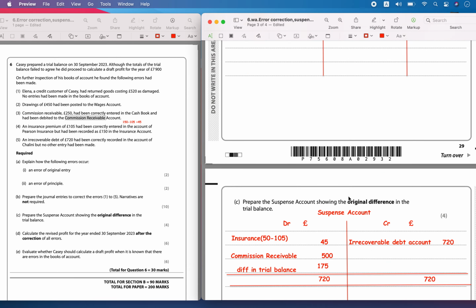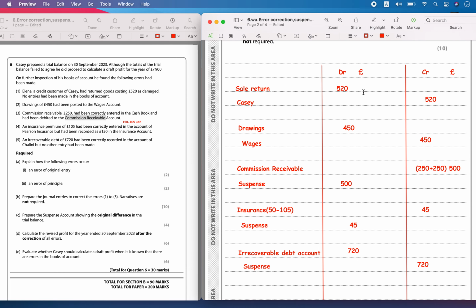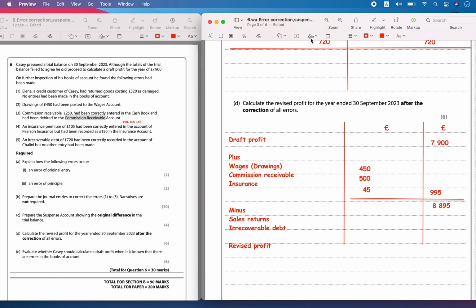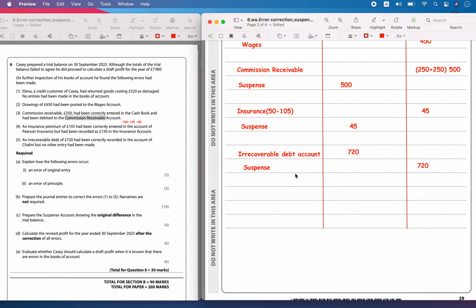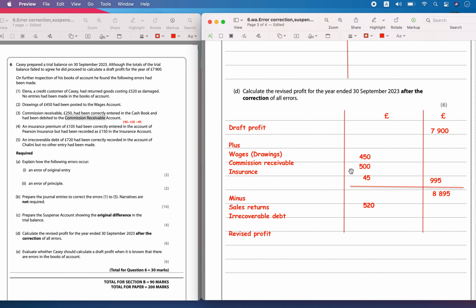So the sales return is going to reduce the profit. So sales return is going to be 520. And then irrecoverable debt, it's going to increase the expense by 720. So we have to subtract these two. So let's add up first these two. 720 plus 520 is 1240.